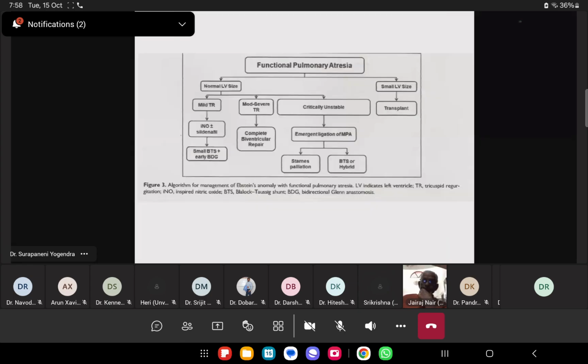In functional pulmonary atresia, if normal LV size is there and mild TR, inhaled nitric oxide plus or minus sildenafil, small BT shunt plus early bidirectional Glenn is recommended. In moderate to severe TR, complete biventricular repair. In critically unstable patient, emergent ligation of main pulmonary artery followed by Starnes palliation, or BT shunt or hybrid procedure. In small RV size, transplant is recommended.